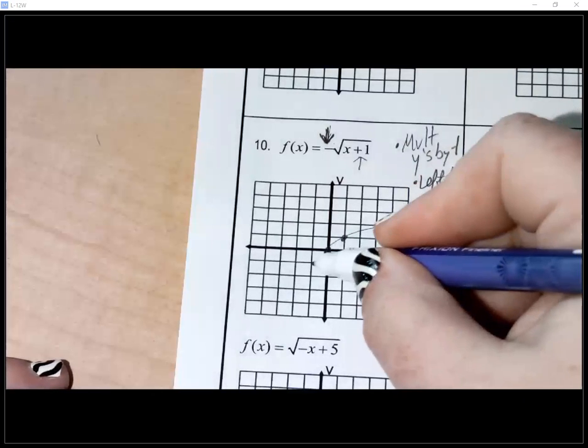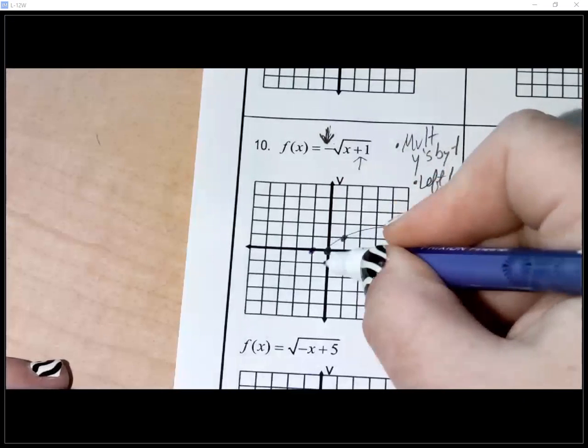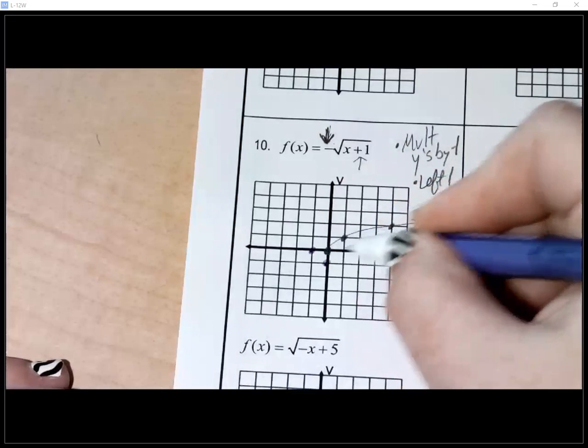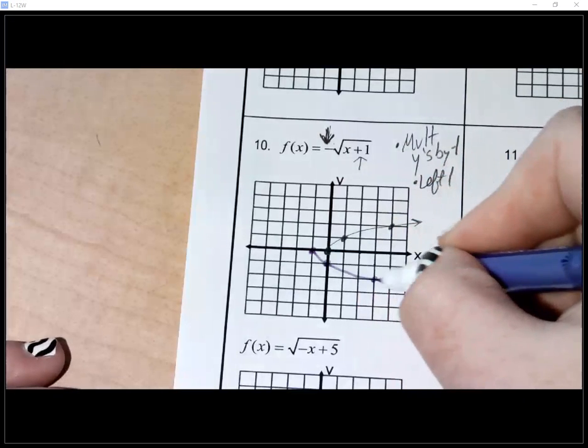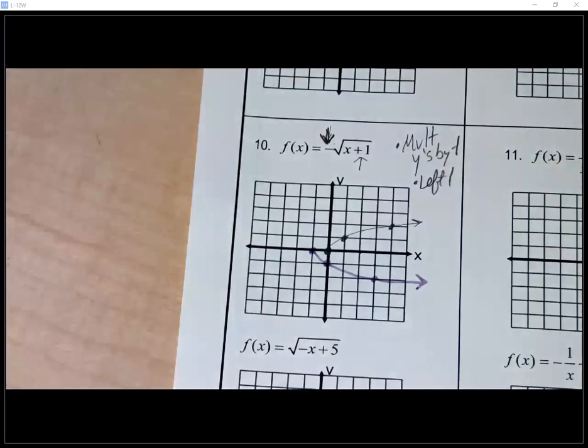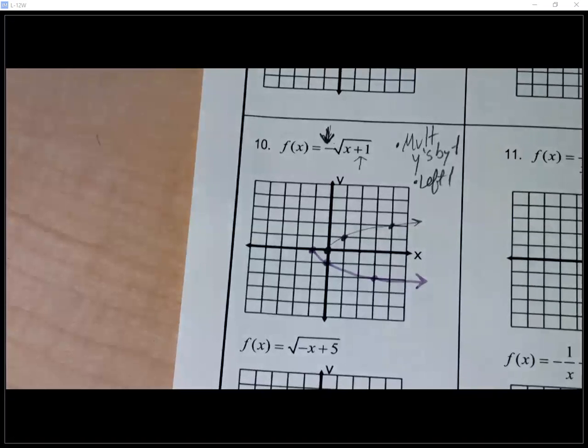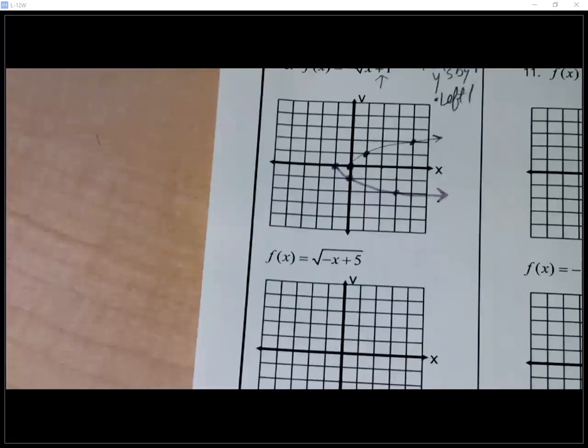So you'd have this graph. This is your final graph that I have here in purple. Upside down, left 1. Plug in a number. If I plug in -1, I should get out 0. I do. Oh, I'm so glad that this one is what this one is.